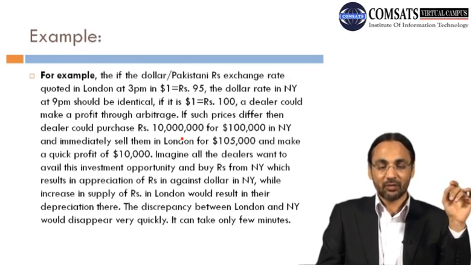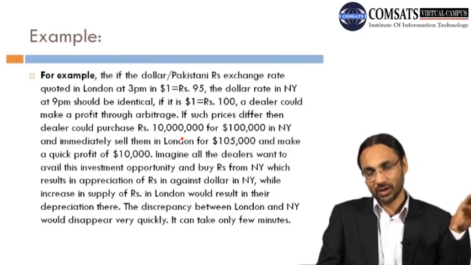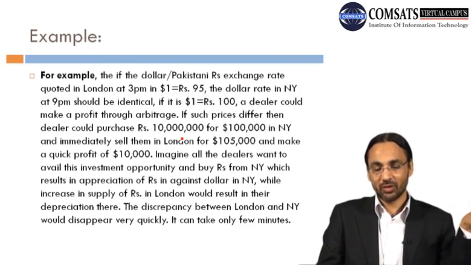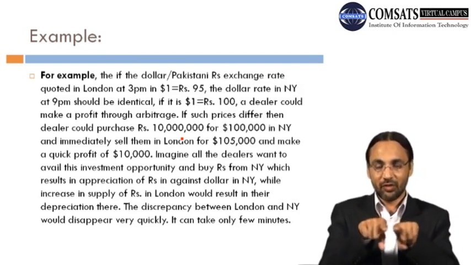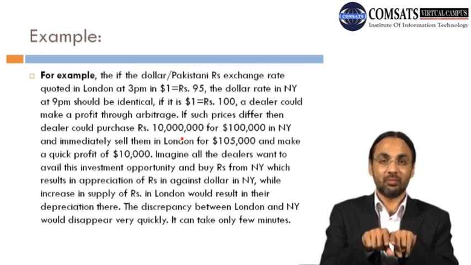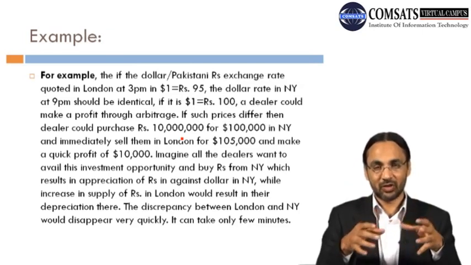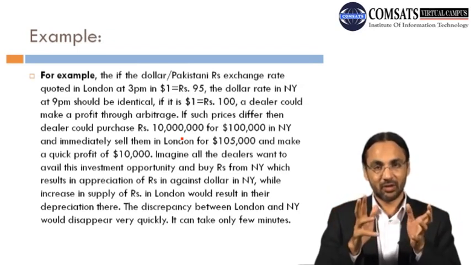Meaning they are saying that because of the investment opportunity, everybody is going to buy Pakistani rupees in New York. So what will happen? Its demand increases, so the price goes up. And in London, there is a lot of supply, so the price comes down. Both automatically come to the same level, and the difference will disappear. The important thing they say is it takes only a few minutes for the arbitrage difference to disappear. In that time, people make the transaction and benefit from this kind of immediate buying and selling, and this is called arbitrage.